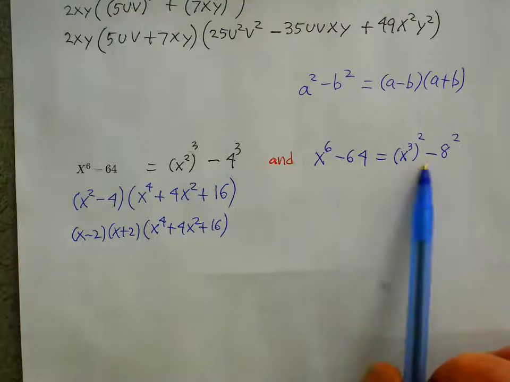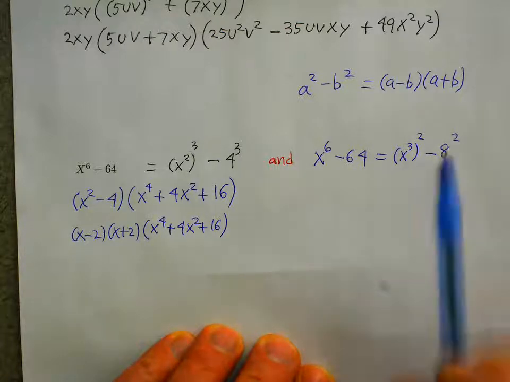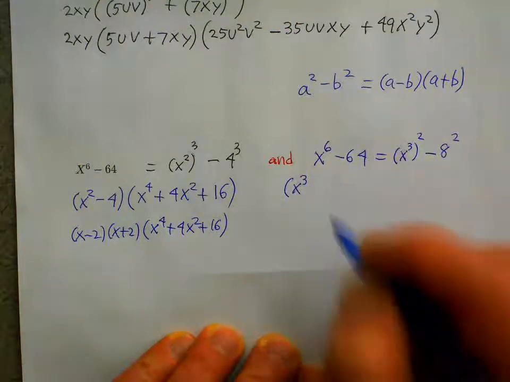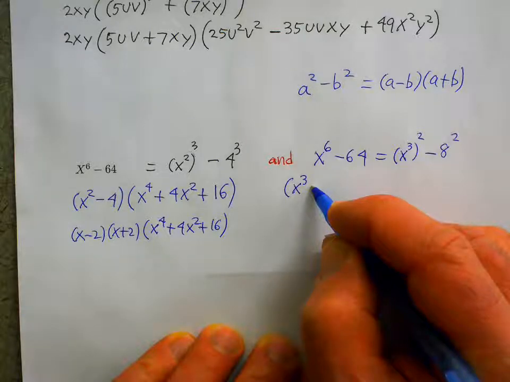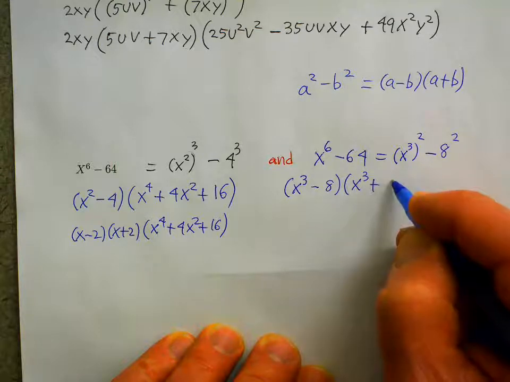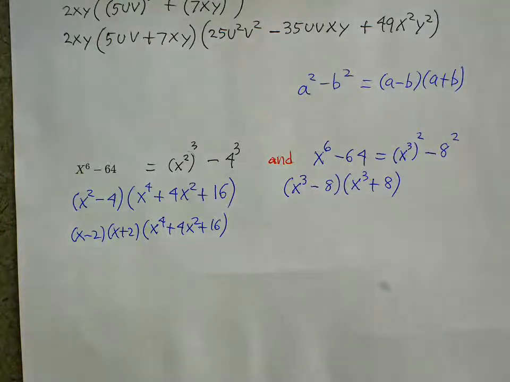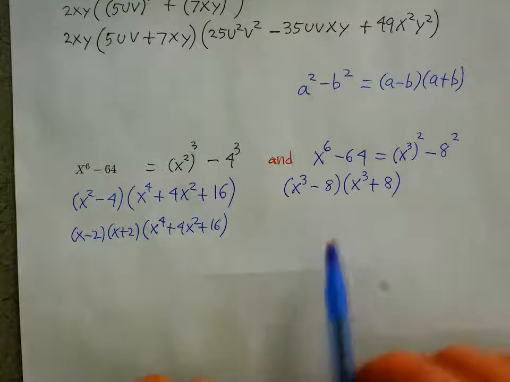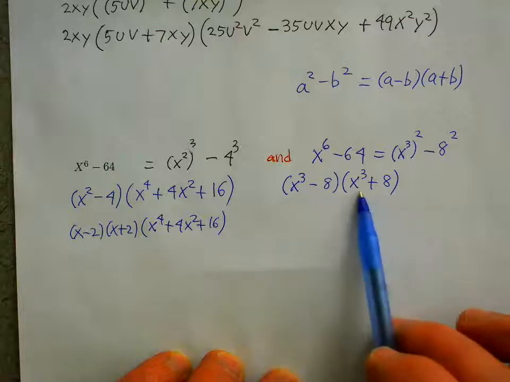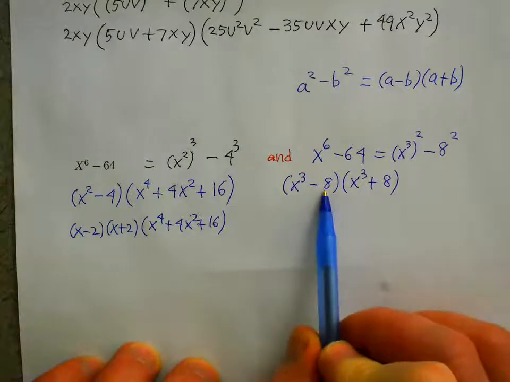If we first interpret it as a difference of squares, something squared minus something else squared, we'll get x to the third minus 8 times x to the third plus 8. What are we looking at now? We're looking at a difference of cubes and a sum of cubes. So, because 8 is 2 to the third.